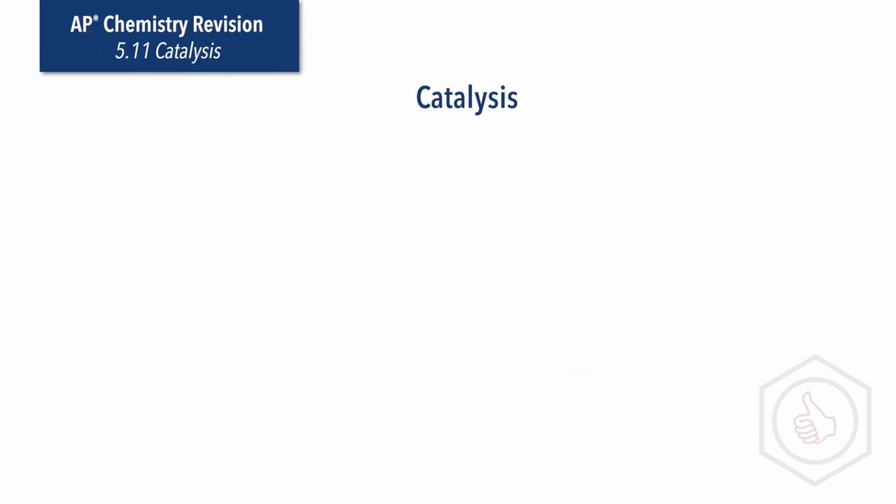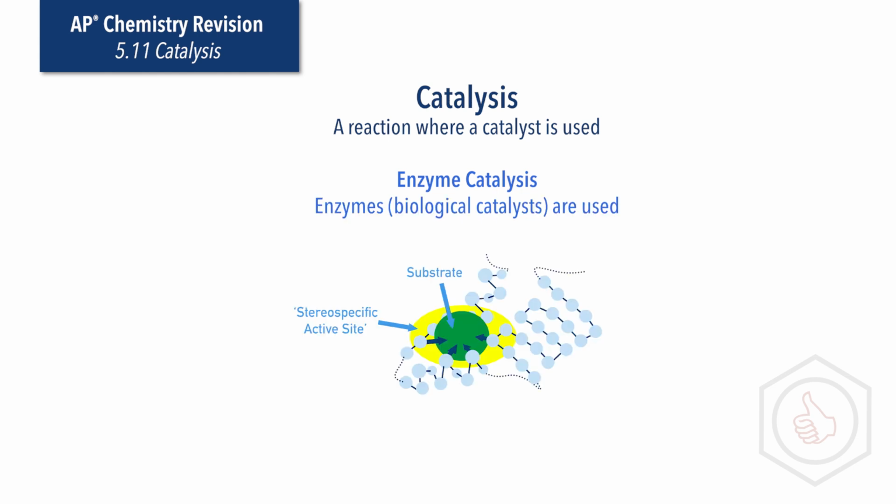Catalysis refers to a reaction where a catalyst is being used, or a reaction is catalyzed. There are several examples you need to be comfortable with for AP Chemistry. Enzyme catalysis is where enzymes are used. Enzymes are biological catalysts made up of proteins that have active sites. The active sites have complementary shapes that a substrate, a biological reactant, can bind to. The binding reduces the activation energy barrier for the overall reaction, allowing it to occur at lower temperatures. Enzyme catalysis is essential for nearly all biological processes.